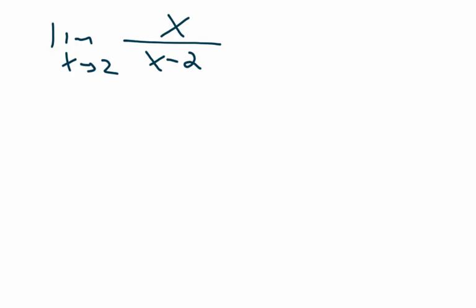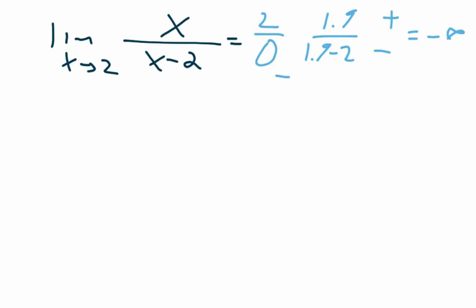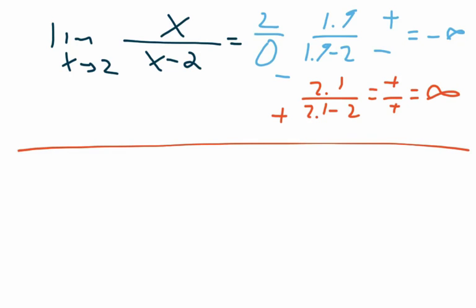So if we did the limit as x approaches 2 of x over x minus 2, and we get 2 over 0, we know we have a vertical asymptote. So when I plug in 1.9, the top part's going to be positive, and the bottom part's going to be negative, which means that this goes to negative infinity when we come in from the left. When we come in from the right, and I try 2.1, we get a positive over positive, which equals positive infinity.